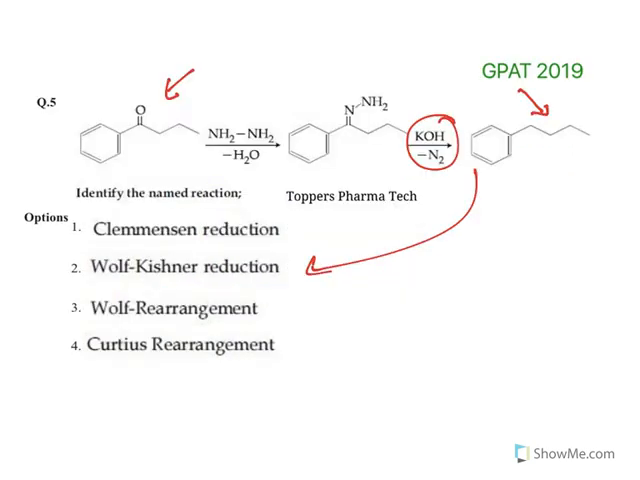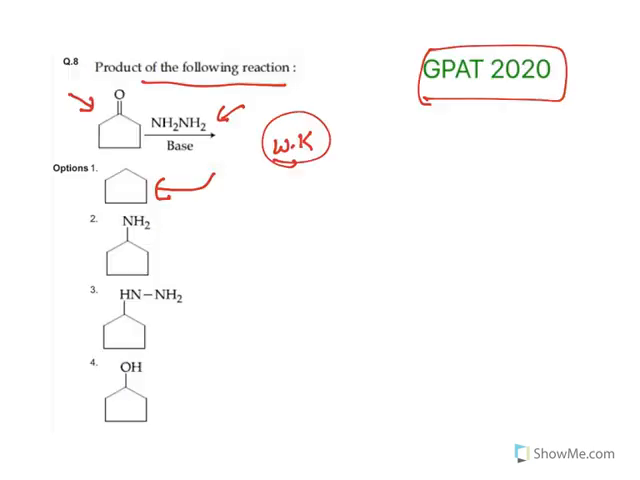The same reaction is tested in different wordings. Look at them. This is with a reaction. This is with only words. This is again with a reaction. The answer is the same, Wolff-Kishner. So understand the importance of named reactions.